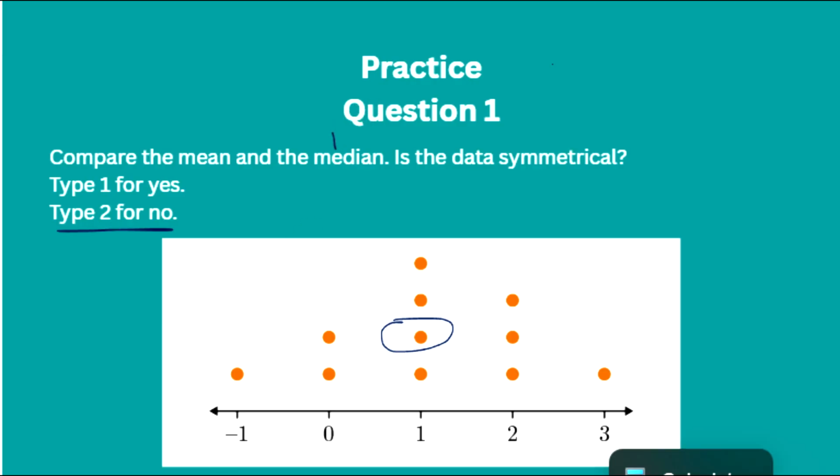Now we've got to do the mean, which is more math. So we have -1 plus 0 plus 0 plus 1 plus 1 plus 1 plus 1 plus 2 plus 2 plus 2 plus 3 gives us 12. And that's going to be divided by how many dots we have. 1, 2, 3, 4, 5, 6, 7, 8, 9, 10, 11. 12 divided by 11 gives us a big long number that's basically 1.09. So the math verifies these are not the same number. This is not a symmetrical graph.